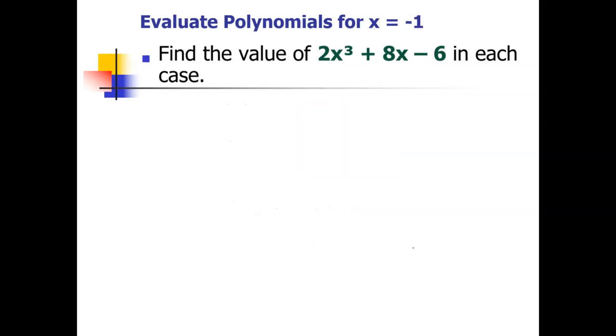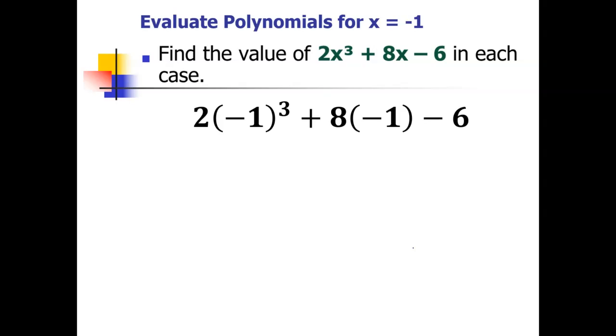This time I have the same polynomial, 2x cubed plus 8x minus 6, but I have changed my value of x to -1. Let's replace our x by -1. In this case, we are multiplying first -1 times -1 times -1, and that should give me 2 times -1. Negative sign appearing an odd number of times stays negative.